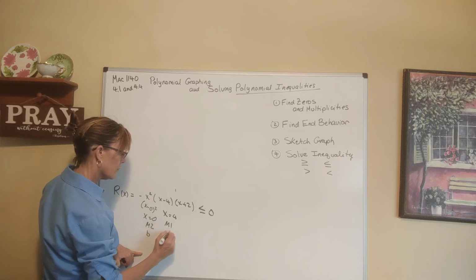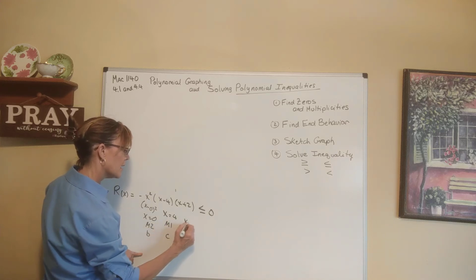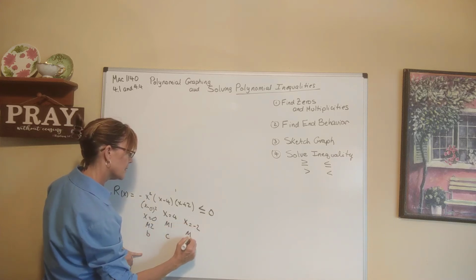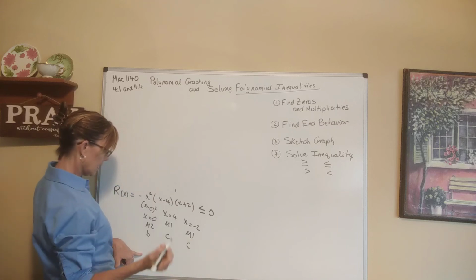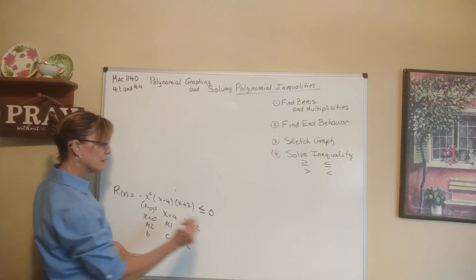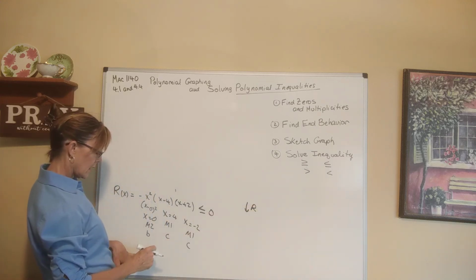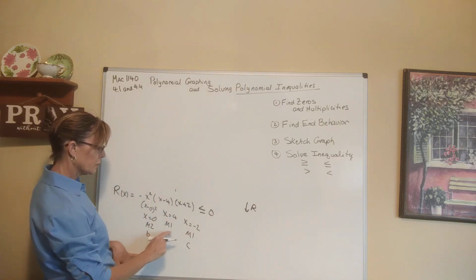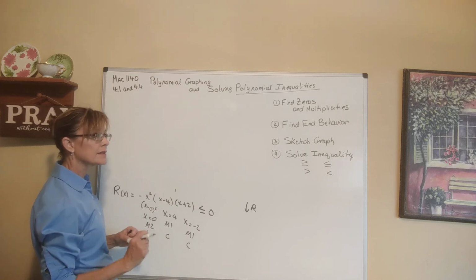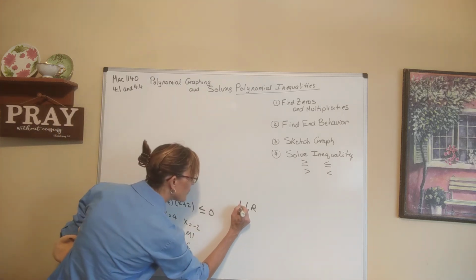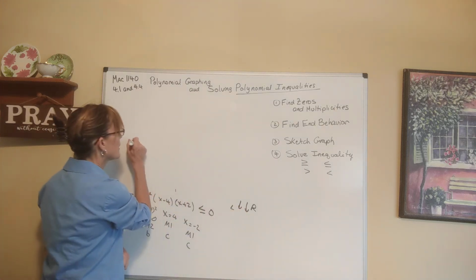X is 4. It has a multiplicity of 1. It's going to cross. X is -2. It has a multiplicity of 1. It's going to cross. The end behavior, negative. That means it's going to be down to the right. Let's see. If I add up the multiplicities, 2 plus 1 plus 1 is 4. That's even. That means the left behavior will follow the right behavior.